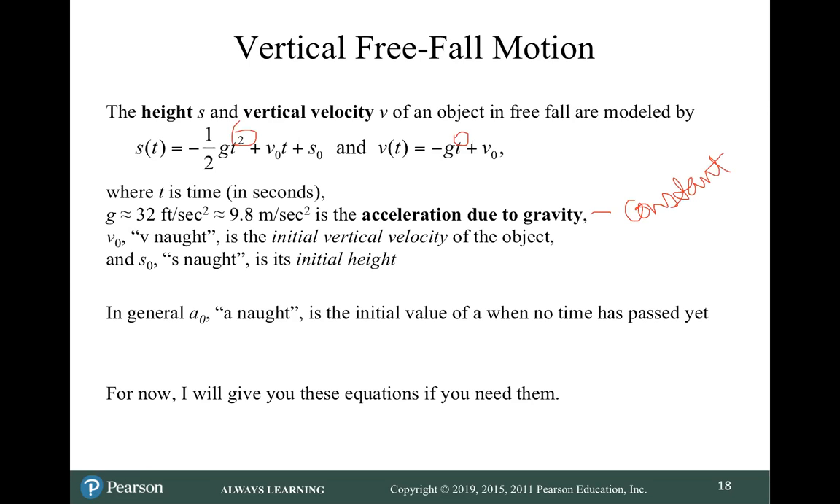V with a little subscript 0, it's read V naught, is the initial vertical velocity, the initial vertical speed, so to speak, okay? S naught, the initial position, the initial height. That little subscript of 0 means where it was when no time has passed. So that subscript naught means at the very beginning. In general, if we have A naught or A sub 0, that's always what it means. It means at the very beginning before any time has passed. If you need these equations on a homework assignment or on an assessment, I will always tell you to refer to them for now.